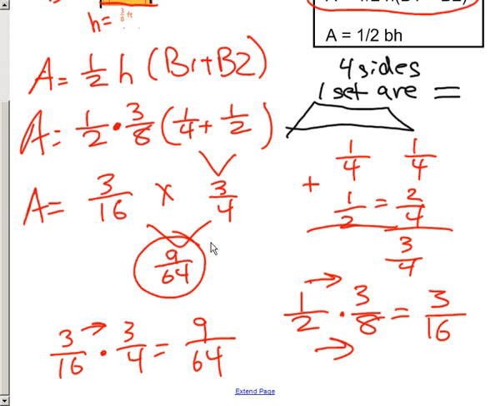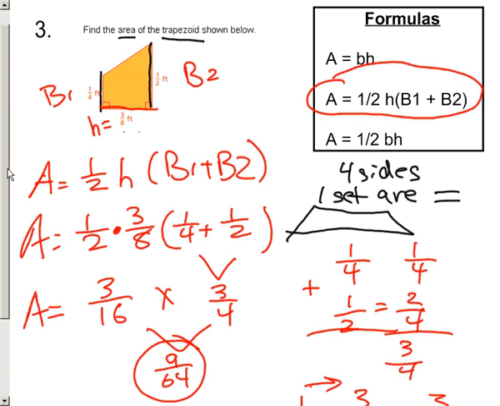And I cannot simplify that. I can't divide 64 by 9 or by 3. So our final answer is going to be that the area of this trapezoid is 9/64, and we're going to say feet squared. And it's okay to work with fractions, and it's okay to have a fraction as an answer.